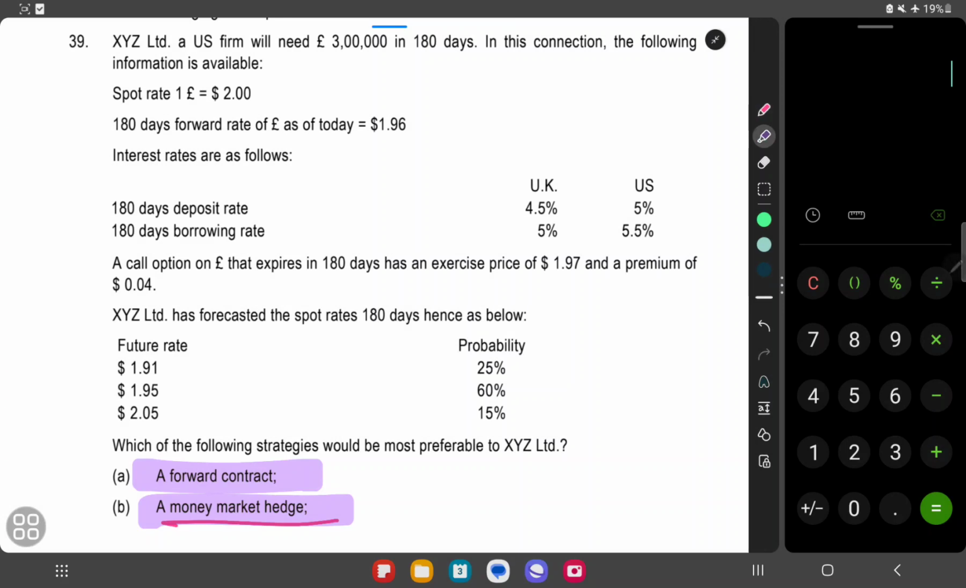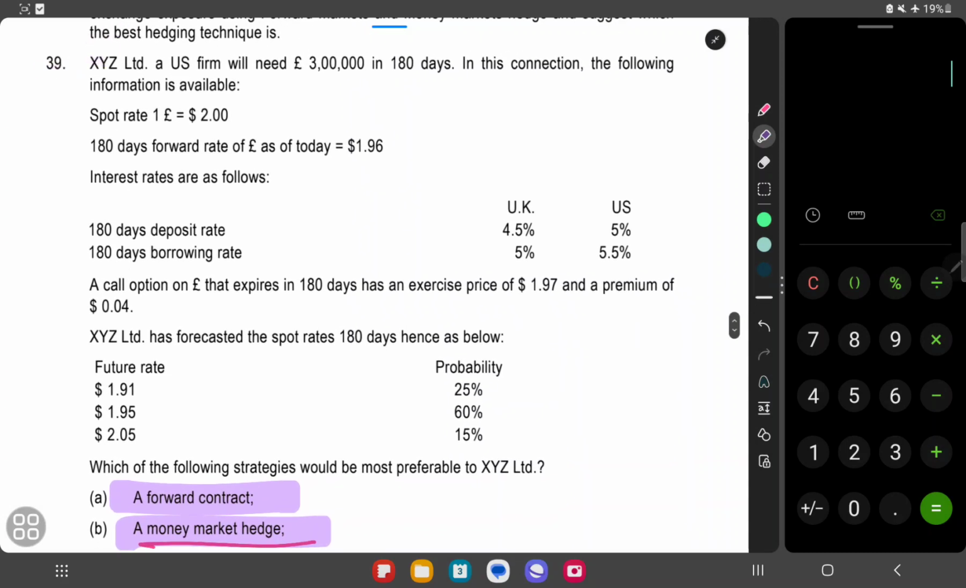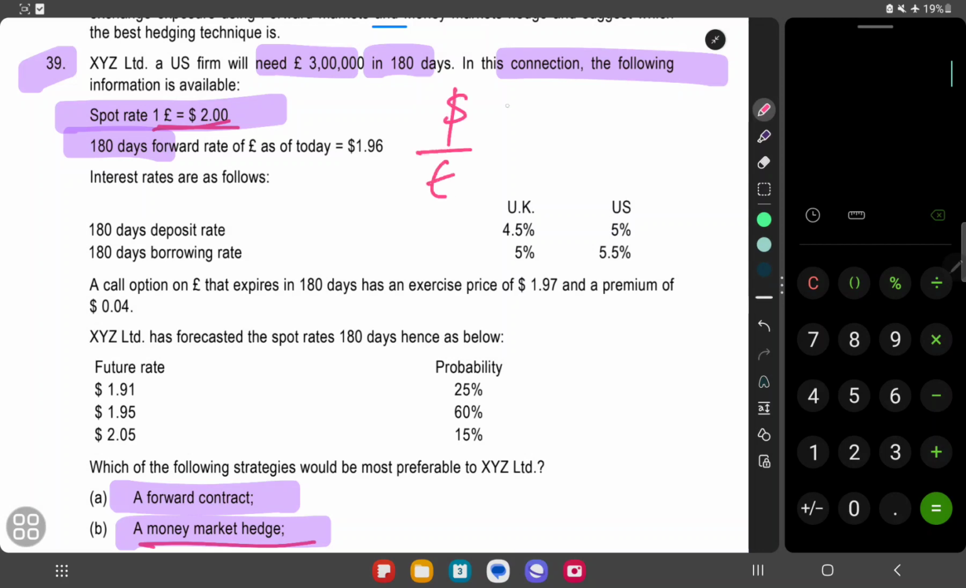It's an easy one if you understand the logic of it. Okay, question number 39. XYZ Limited is a US firm which will need pound 3 lakh in 180 days. In connection with this, the following information is given to us. Spot rate is given to us, 180 day forward is given to us. Now if you notice, the quote is a direct pound quote. 1 pound is equal to $2. So this is dollar by pound 2. Okay, a direct pound quote.